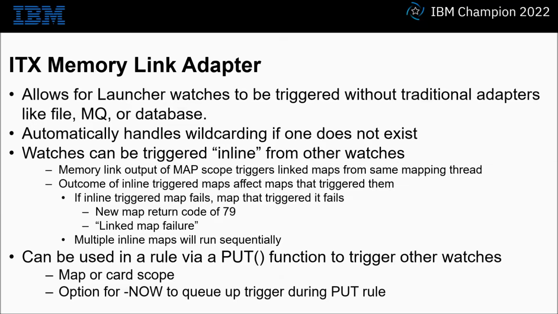So, if an inline triggered map fails, the map that triggered it fails. Multiple inline maps will be run sequentially. It can be used in a rule via a put function to trigger other watches. Settings can use map or card scope. The -now option can be used to trigger immediately during a put rule.